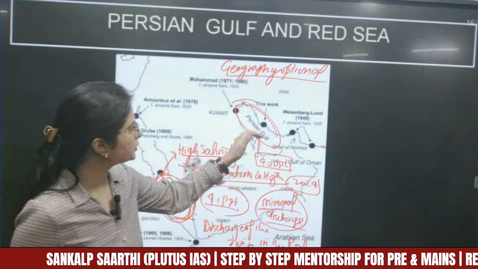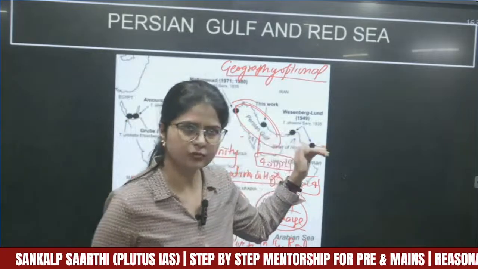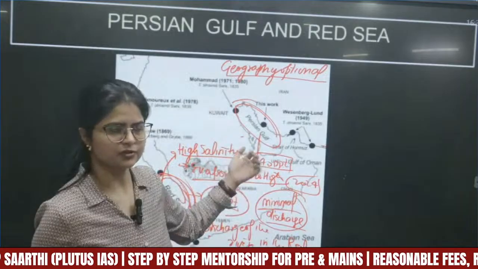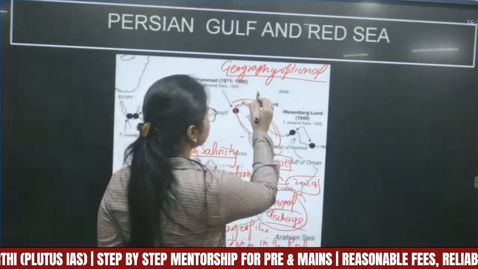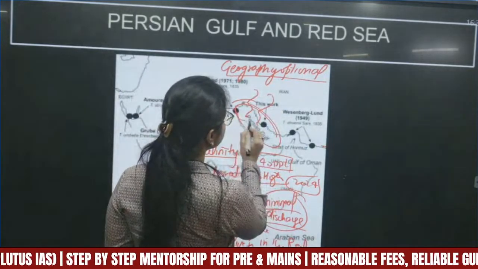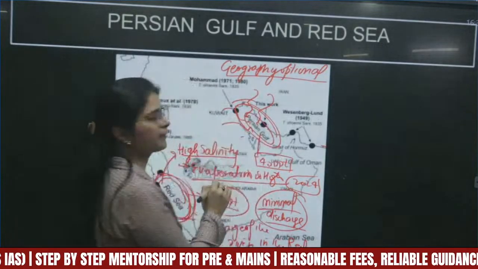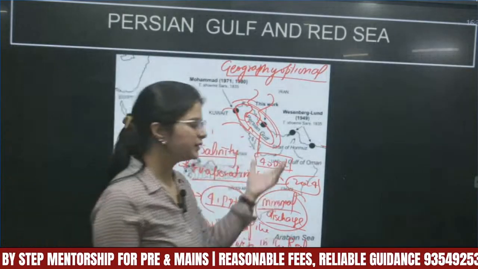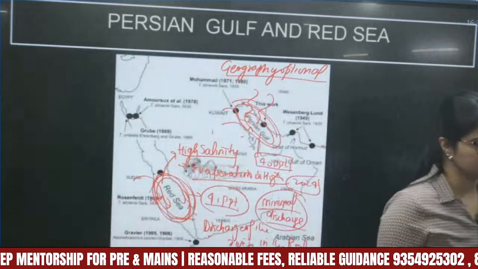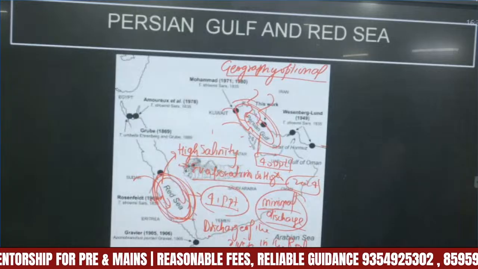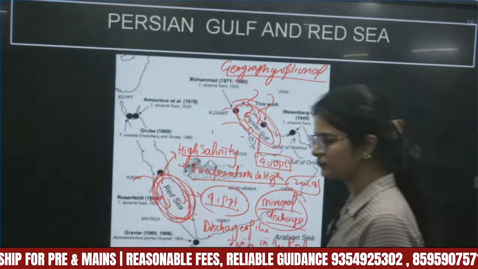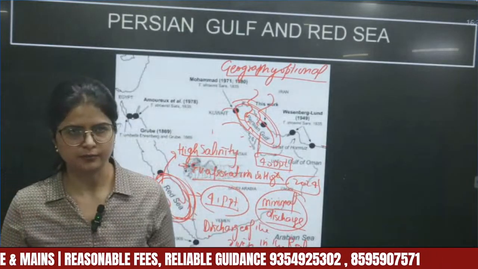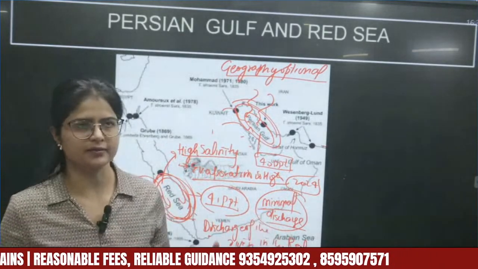Talking about Persian Gulf, definitely Persian Gulf also is having high evaporation, precipitation is also moderate. But the point is, there are certain rivers which are discharging into this area. There are certain rivers which are discharging into the Persian Gulf. So definitely the salinity value of the Persian Gulf is going to be less as compared to the Red Sea, although they both lie in the category of high salinity.